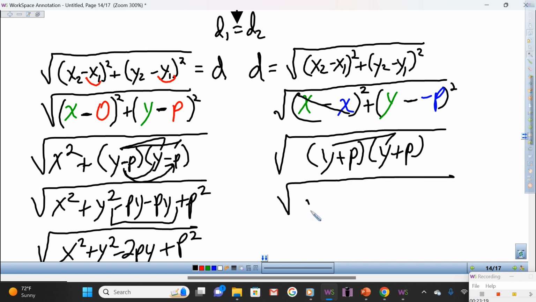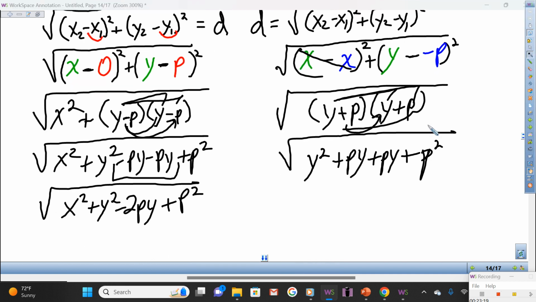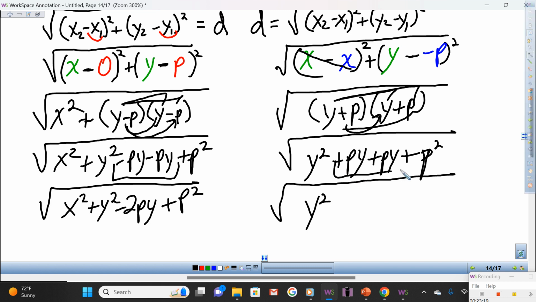Distribute. Y times y, y squared, y times p, py, p times y, py, p times p, p squared. You're like, oh snap, Mr. Q, I feel like I'm in pre-cal. I know, right? Let's go. Y squared. What is py plus py? Positive 2py. And then p squared. Can we simplify any more? Nope. That's it, right?